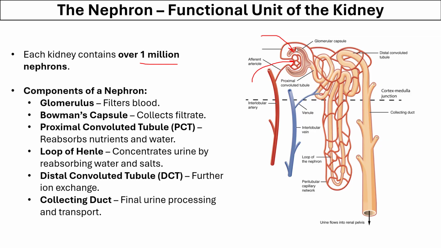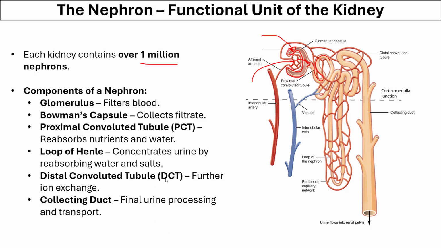The first part of this tubule actually is this capsule called the Bowman's capsule, which is wrapped around this glomerulus, and whatever filtrate comes out of the blood goes into the Bowman's capsule. Then starting from Bowman's capsule is the first part of this tubule called the proximal convoluted tubule, where the reabsorption of nutrients and water takes place.